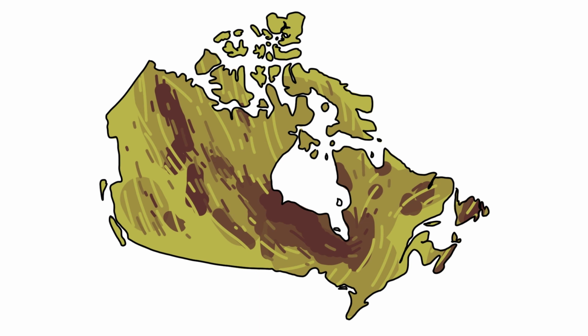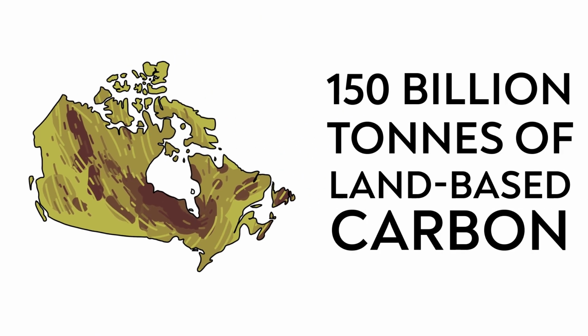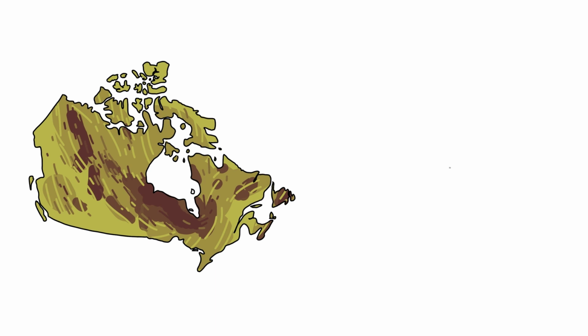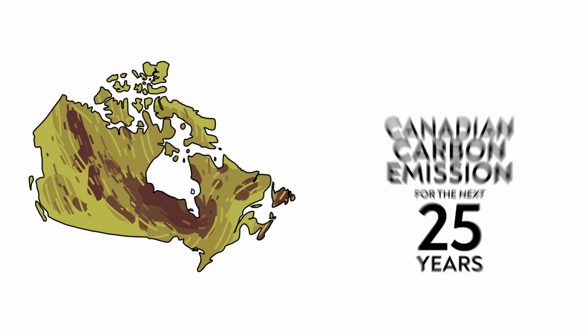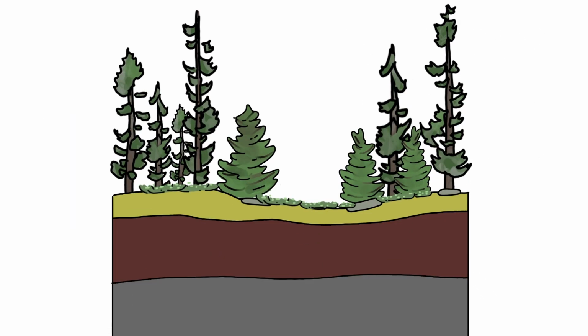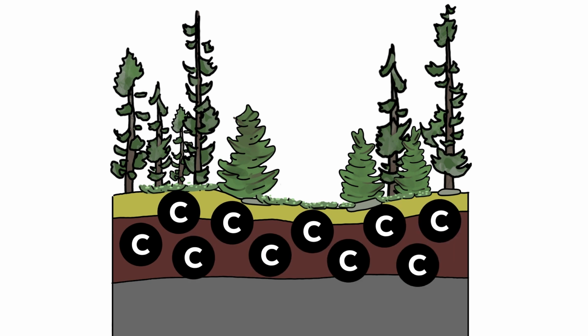25% of these peatlands are in Canada, where they cover an area larger than the province of Ontario and store approximately 150 billion tons of land-based carbon, or the same amount of carbon Canadians are set to emit in the next 25 years through greenhouse gases. The vast majority of peatland carbon is stored below ground in organic soils, as opposed to above ground in trees, plants, and other living things.